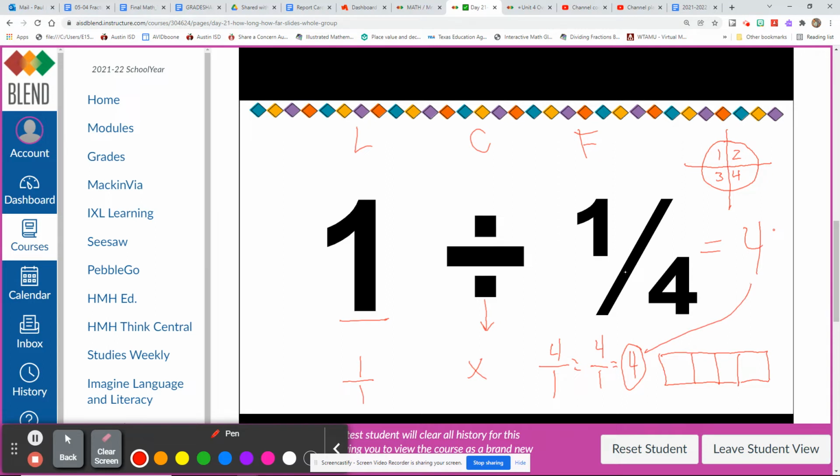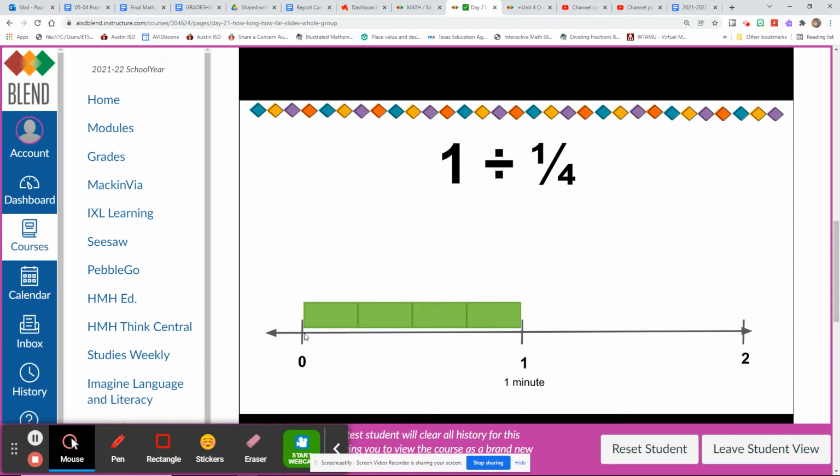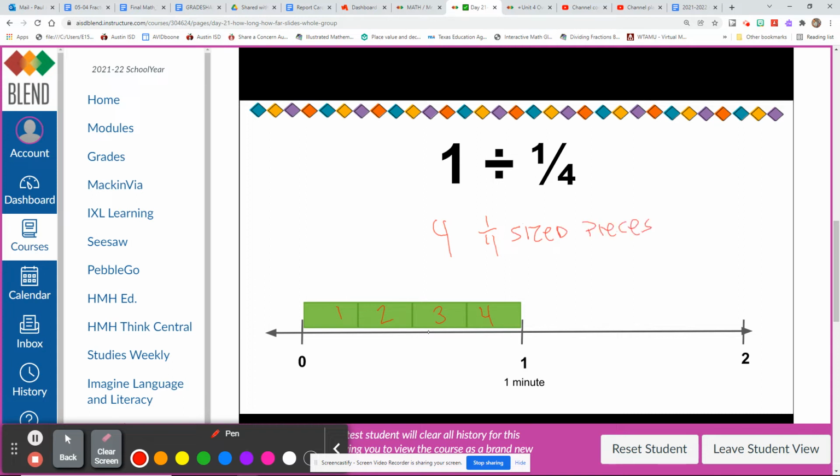So once again, this matches our answer in pictures. And we could also look at a number line version of this problem, like this. If you look at between 0 and 1, that's one whole, and we split it into 1/4 size pieces. That's 1, 2, 3, 4, 4 1/4 sized pieces. And 4 1/4 sized pieces equals one whole. So we know that that's true.